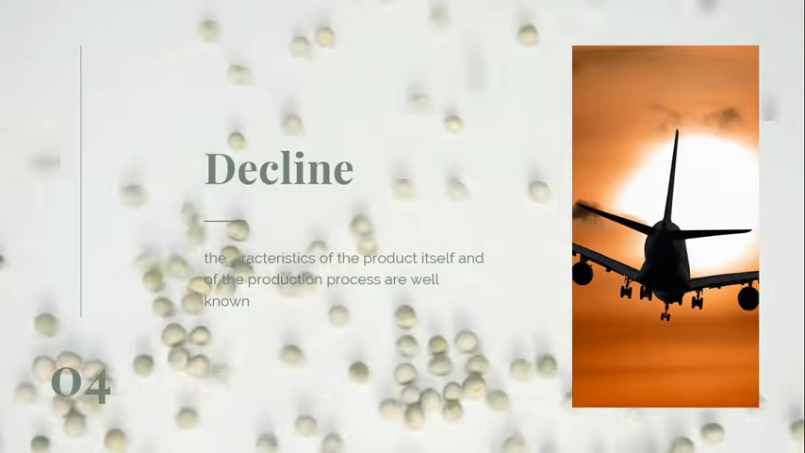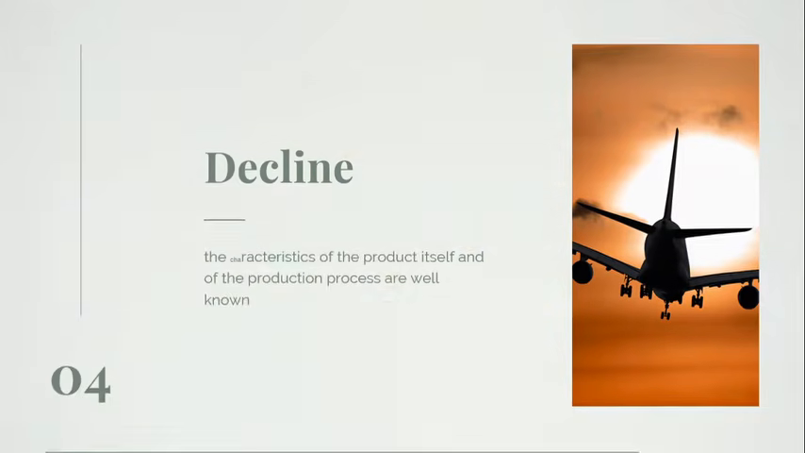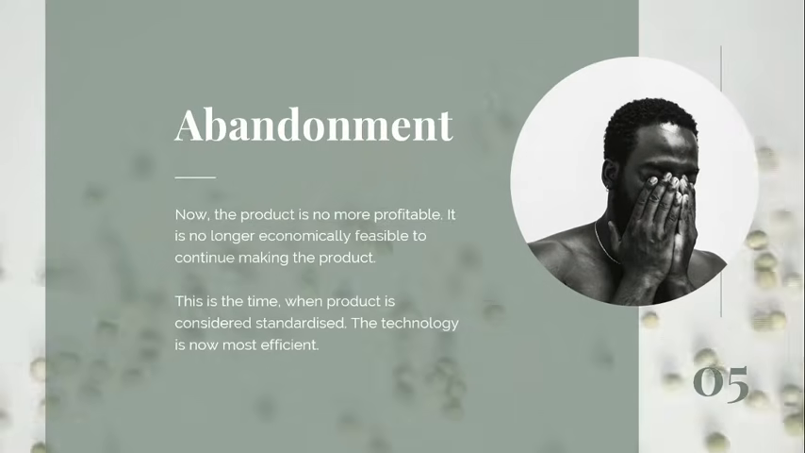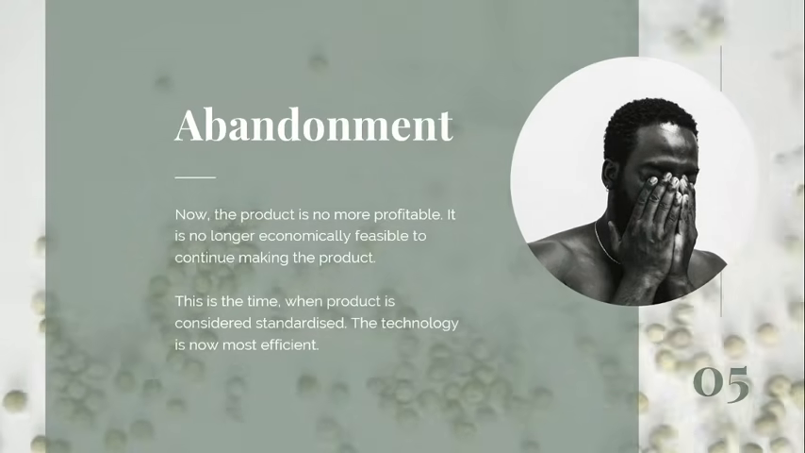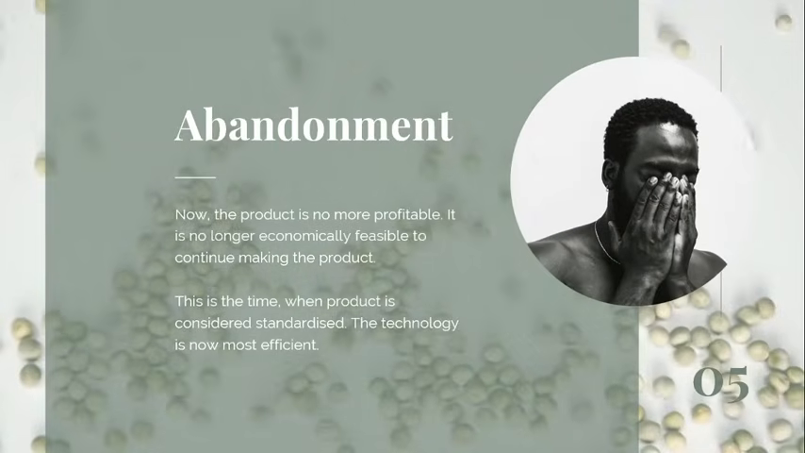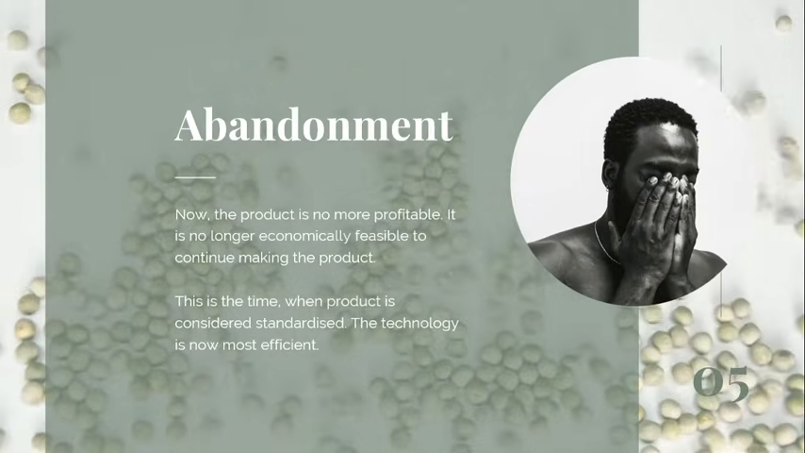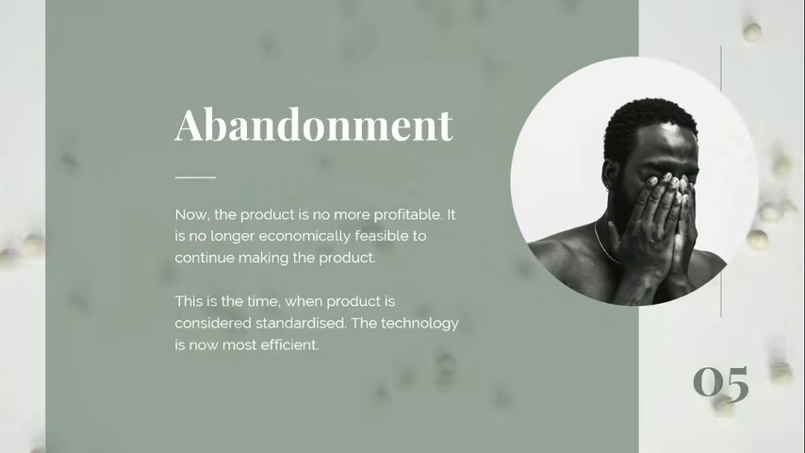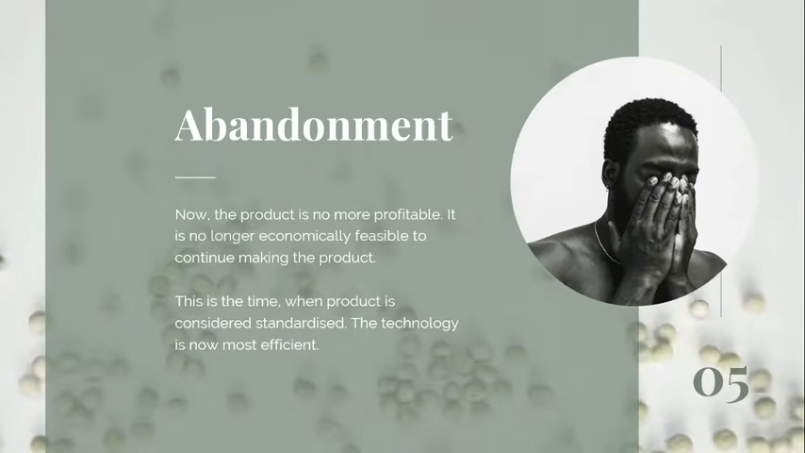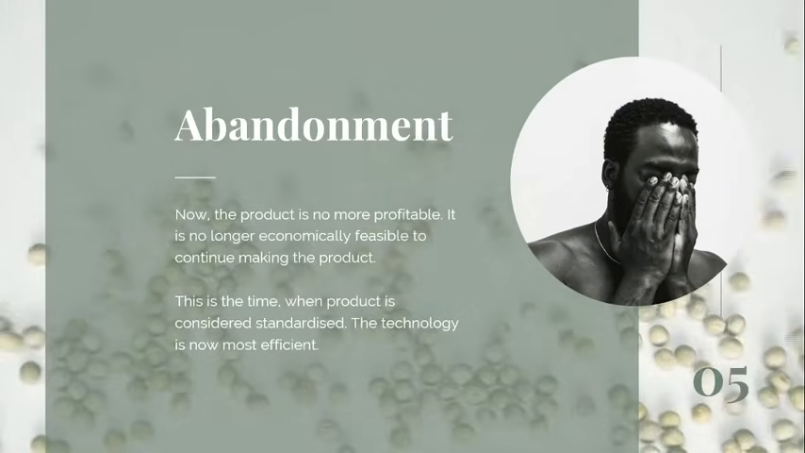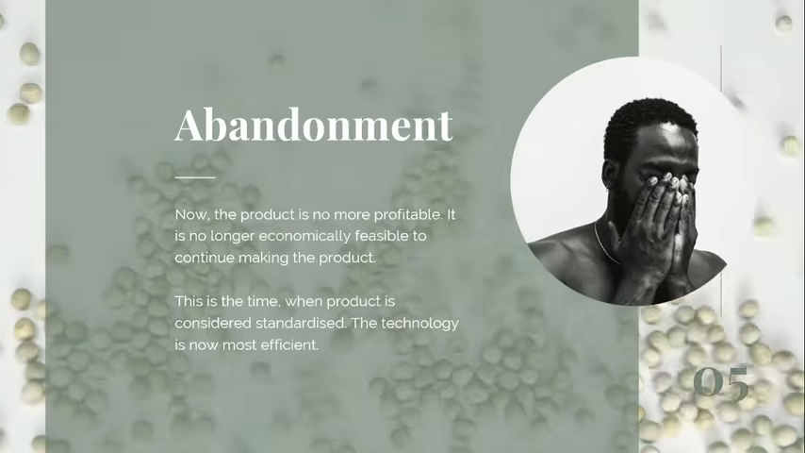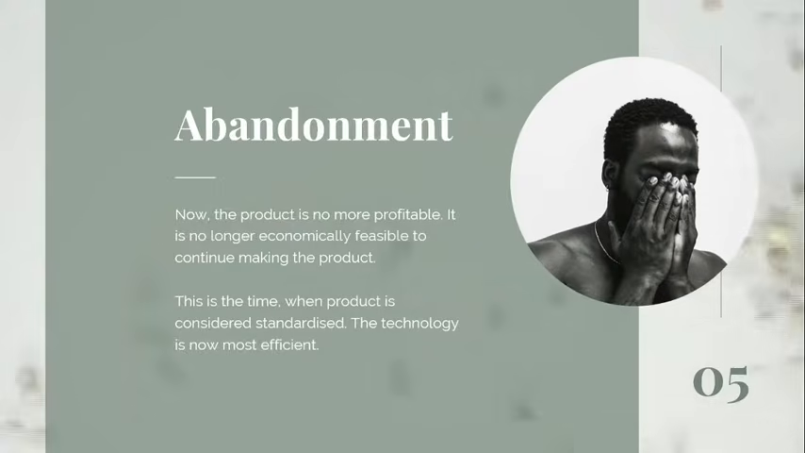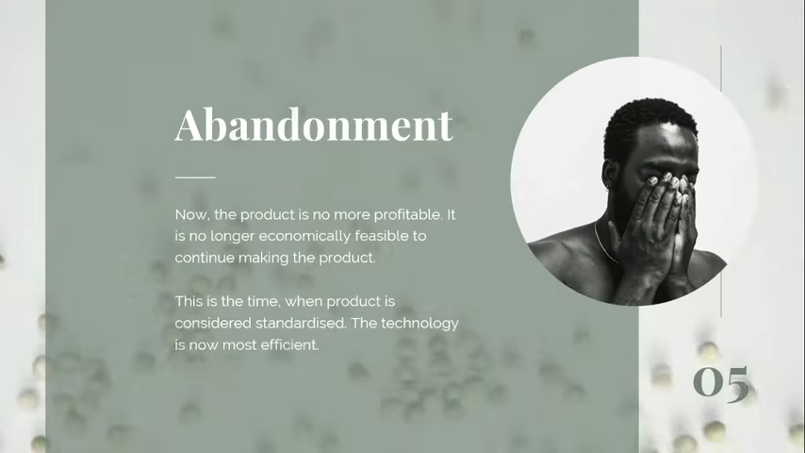Stage 5, that is decline. By this time in the product's life cycle, the characteristics of the product itself and of the production process are well known. The product is familiar to consumers and the production process to producers. This occurs when the product peaks in the maturity stage and then begins a downward slide in sales. Eventually, revenues drop to the point where it is no longer economically feasible to continue making the product. Investment is minimized. The product can simply be discontinued, or it can be sold to another company.